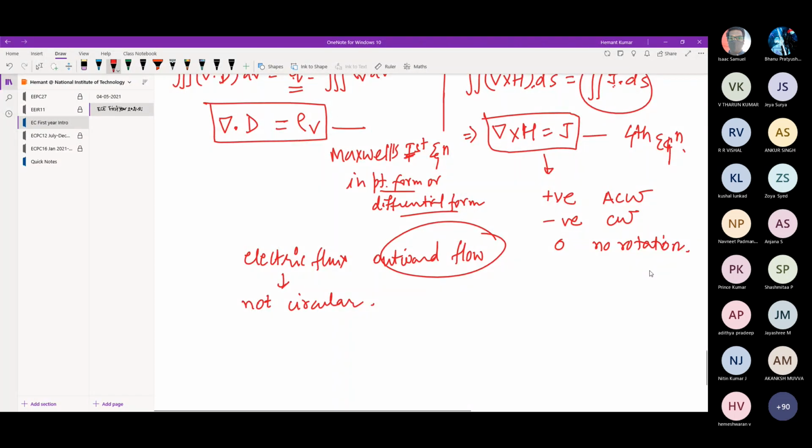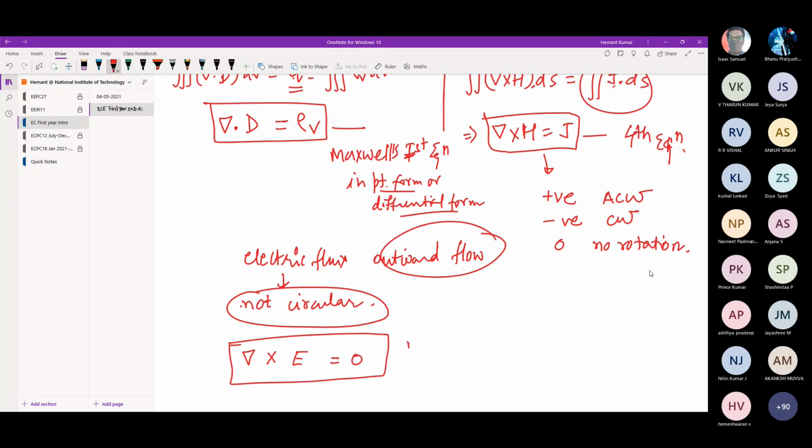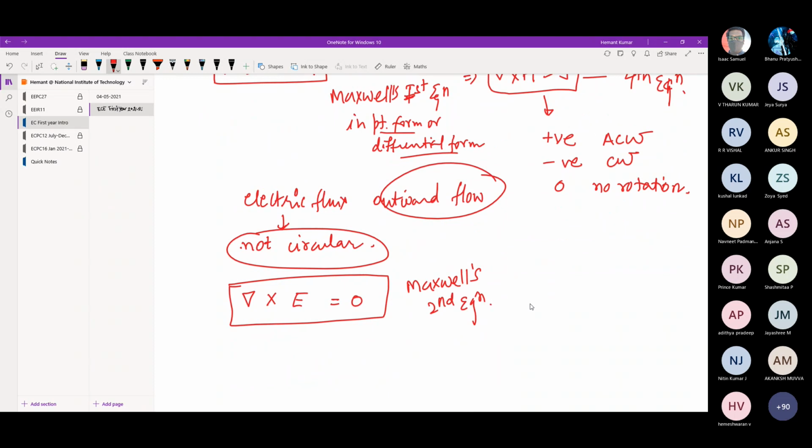Similarly here, we know electric flux is always outward, flowing from positive charge to negative charge. If a negative charge is not there, it will terminate at infinity. So the electric field is not circular. If it is not circular, that means del cross E must be equal to zero. So the curl of the electric field intensity must be zero. This is Maxwell's second equation.